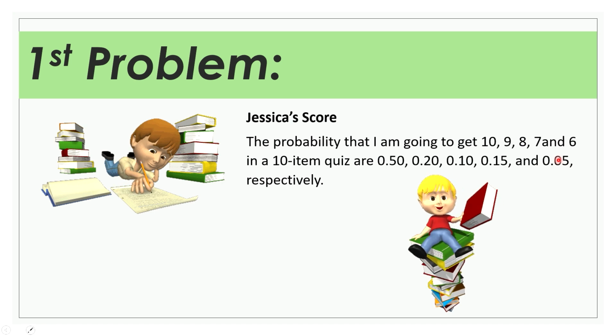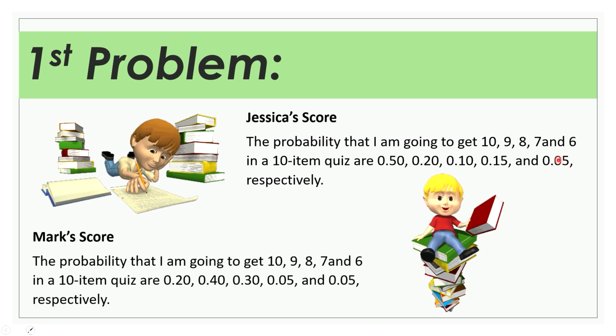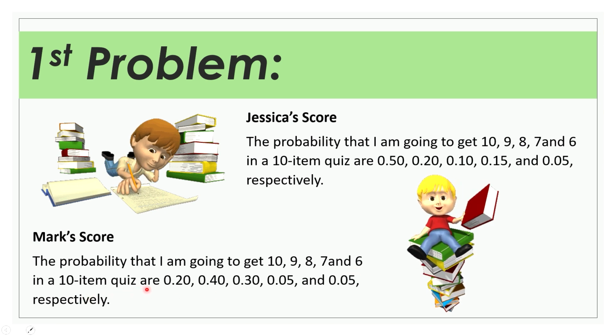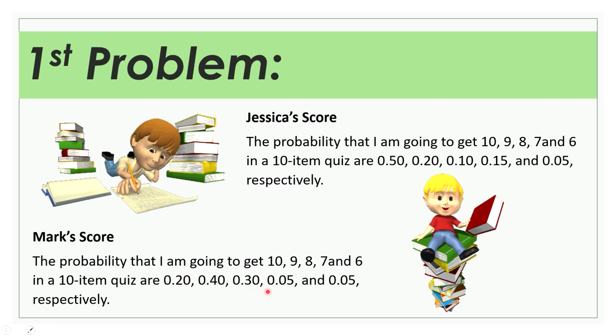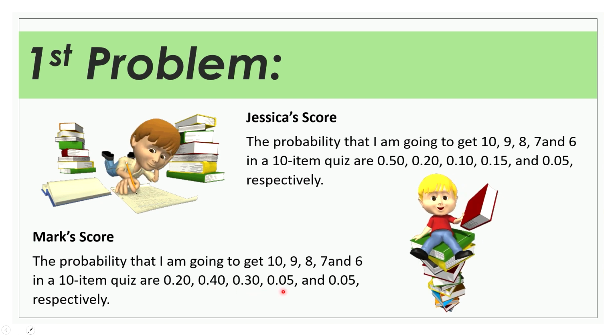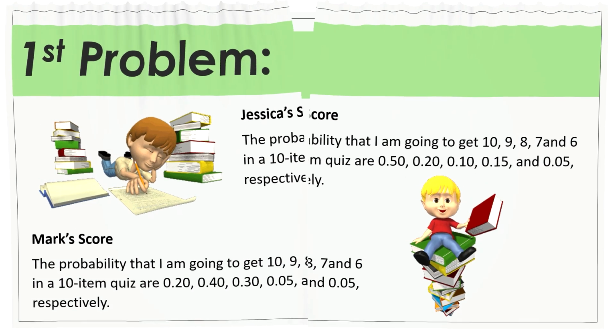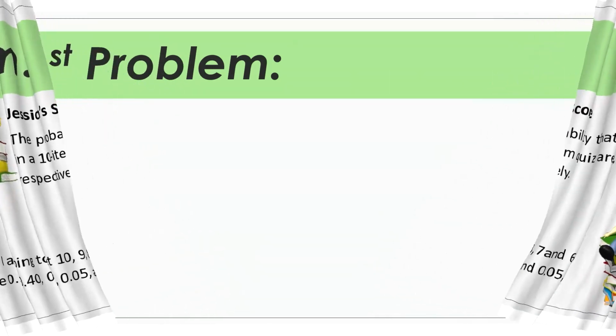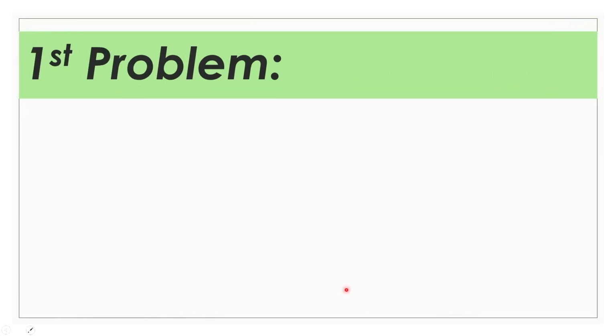And then this is the score of Mark. The values of variable x are 10, 9, 8, 7, and 6 in a 10-item quiz. And the probabilities of x are 0.20, 0.40, 0.30, 0.05, and 0.05 respectively. So we will now solve the mean and the variance and compare the results.